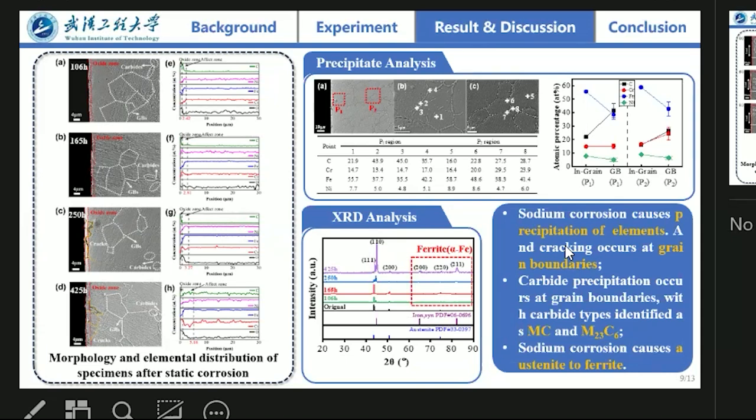In this figure, you can see a crack occurred at the grain boundary, and carbide precipitation occurred at the grain boundary in that picture. You can see the carbide types identified as MC and maybe M23C6, and sodium corrosion causes austenite to ferrite transformation in this XRD analysis.